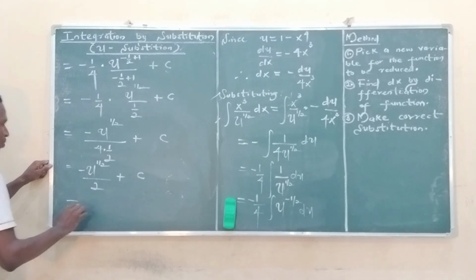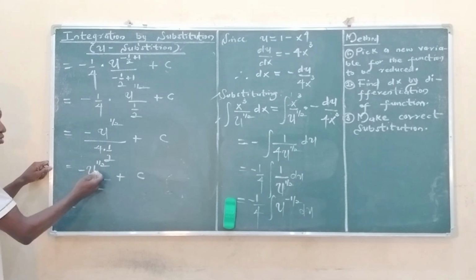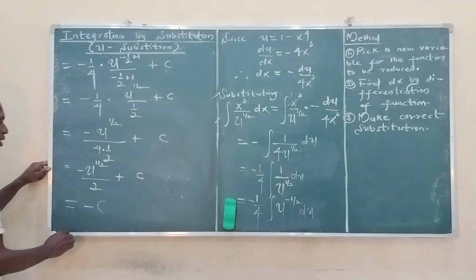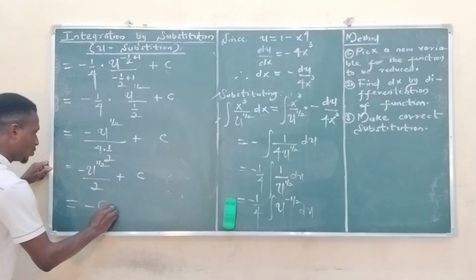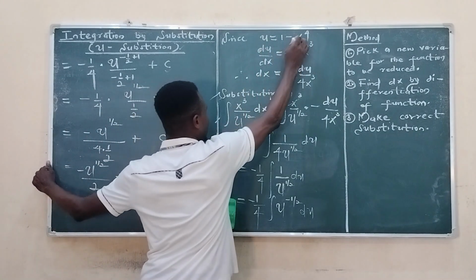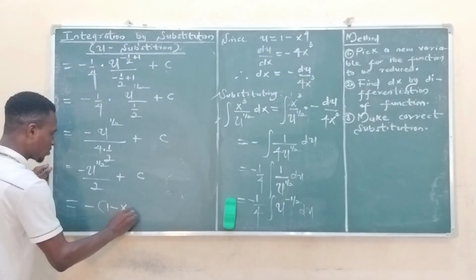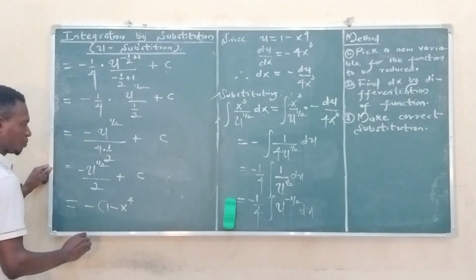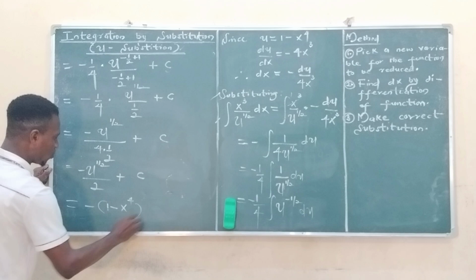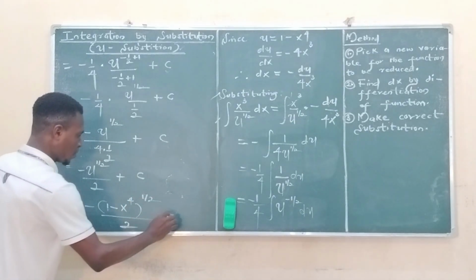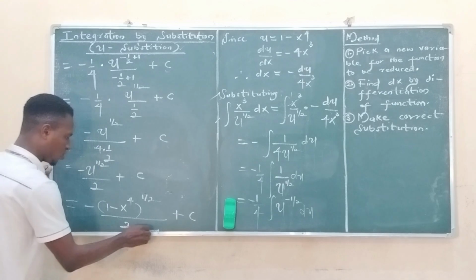So therefore, we have our final result in terms of x to be given by minus open brackets, u is actually 1 minus x raised to the power of 4. So we have here to be 1 minus x raised to the power of 4, all raised to the power of 1 all over 2, plus the constant of integration.